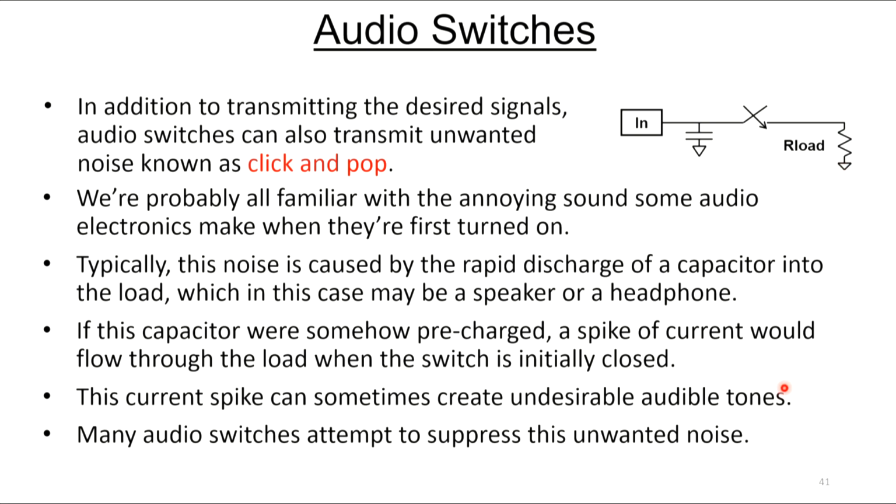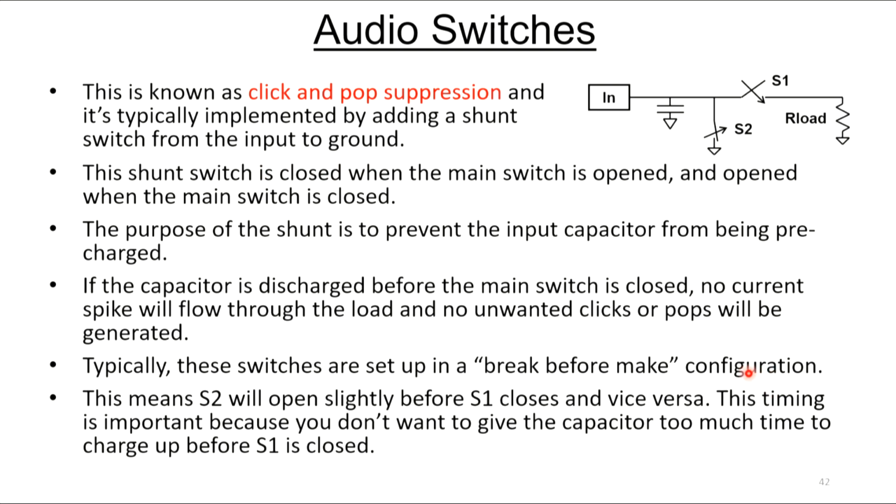So many audio switches attempt to suppress this unwanted noise, and that's known as click and pop suppression. It's typically done by implementing another switch that works in conjunction with the switch that's transmitting the sound. This switch is basically just a switch to ground. It's a shunt switch. And again, these two get arranged in a break-before-make operation. What you want to do is ground or discharge any capacitance on this node using this switch, and open this switch just before you close this switch to connect your source to your load.